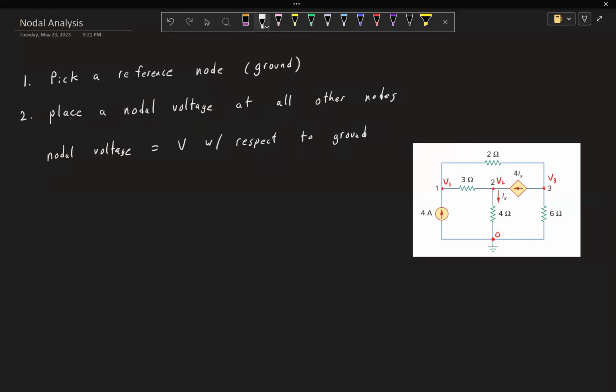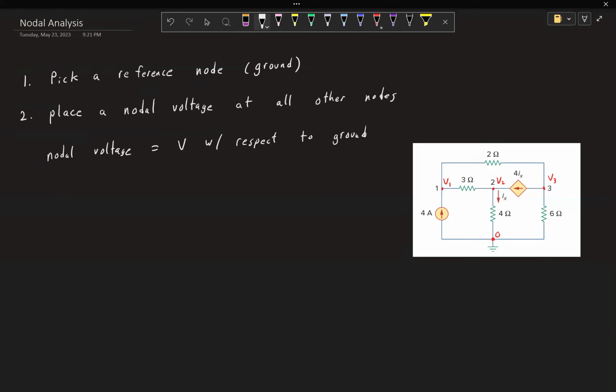Okay, so here V1 just represents the voltage with respect to this zero and just to the ground. Same thing for V2, V3, because you can't have voltage at a single point. That doesn't really make any sense. Voltage is always between 2 points, the potential difference between 2 points. So that's what these nodal voltages represent. Yes, they're at a point, but it represents the voltage with respect to the reference node.